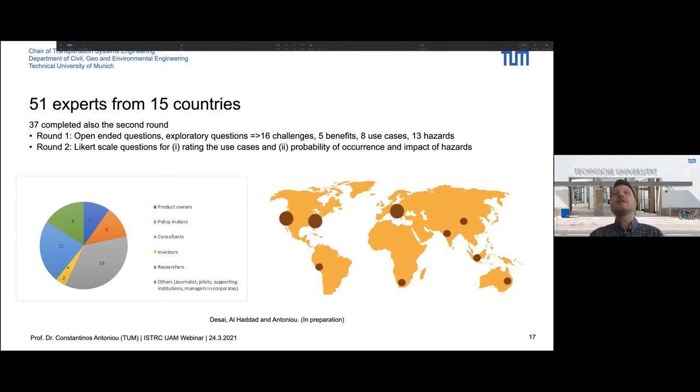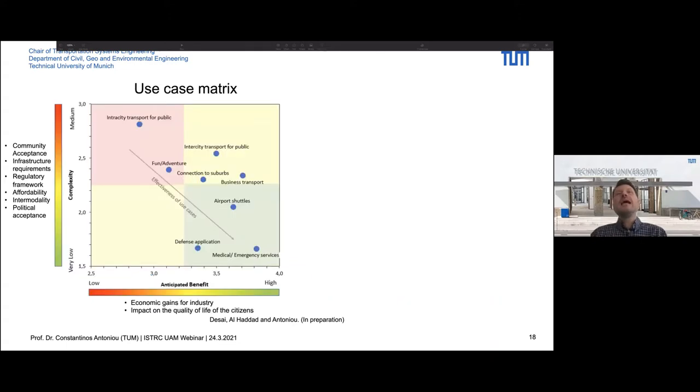And just to give you an idea, this is the breakdown of the 51 experts from the first round, along product owners, policymakers, consultants, investors, researchers, and others. And here, roughly, an idea showing that we had fairly good global coverage that was not focused only in Munich or in Europe. And in the end, the results of this analysis, which again could have been the duration of this webinar, or the entire webinar, but I just go very specifically to some things.